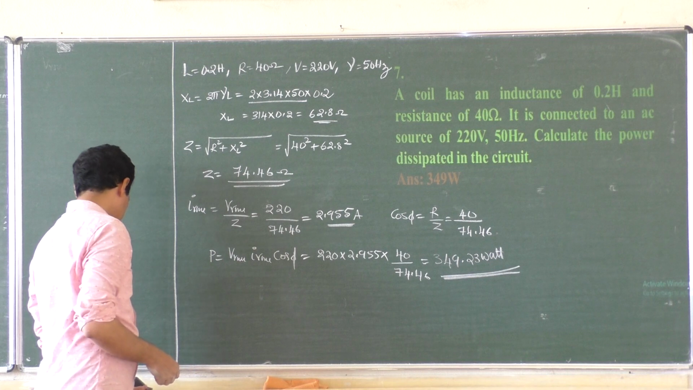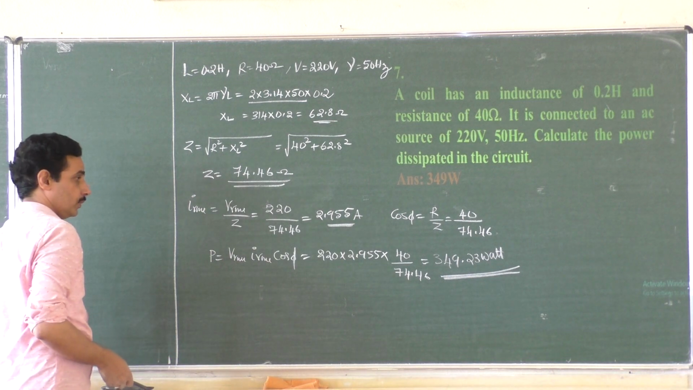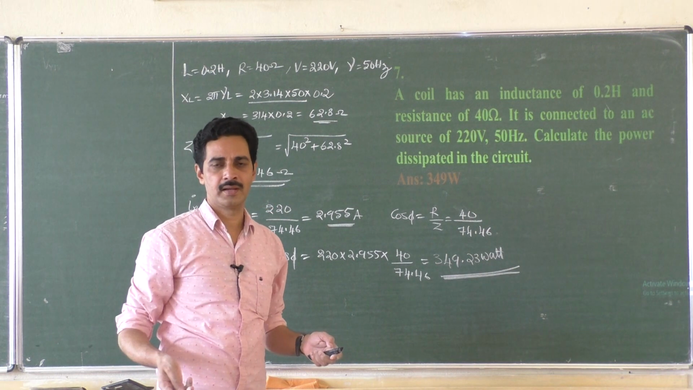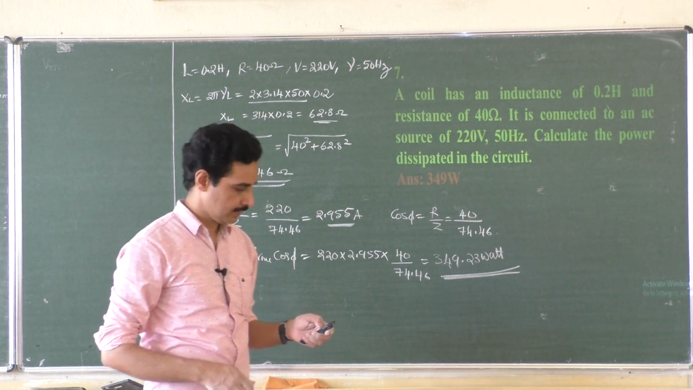Okay, that's one type of circuit where we don't have a capacitor, we have only an inductor. But the formulas go as they are. Whatever is not found in the circuit, just leave it.